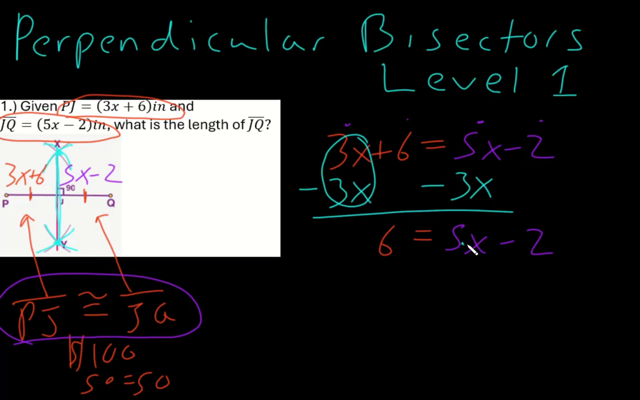And so what would you do to get x by itself? Would you get rid of the multiplication, or would you get rid of the subtraction first? And hopefully you said we're going to get rid of the subtraction by adding 2. What we do to the right, we have to do to the left. And what is 6 plus 2? Well, of course, that's going to be 8. And 8 is equal to 5x.